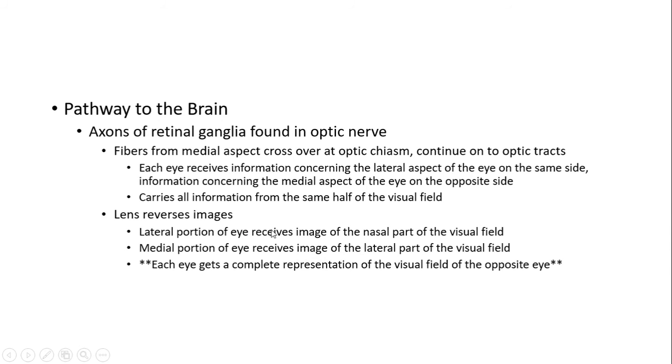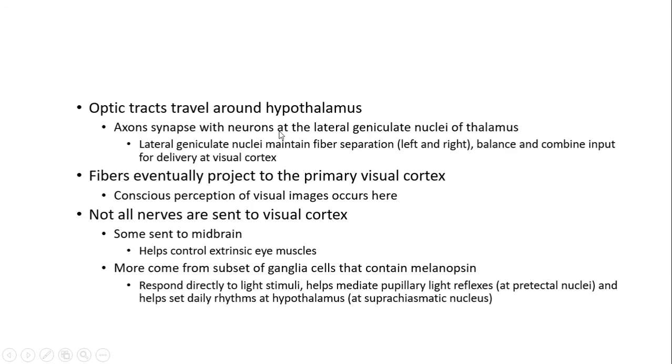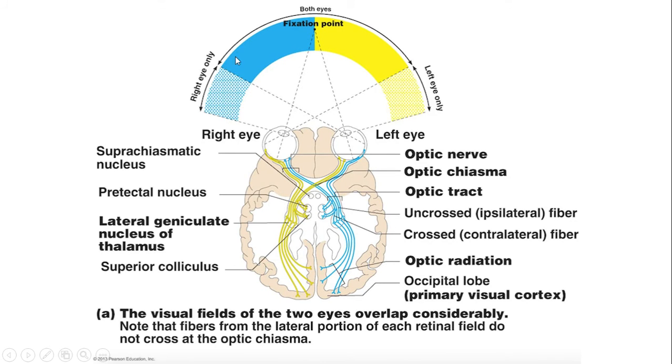So the lateral portion of the eye receives the image of the nasal part of the visual field, and then the opposite will go for the other one. The medial portion of the eye receives the image of the lateral part of the visual field. So we have our medial portion of the eye, and you can also follow with the colors. Blue is on this side right here. If we follow these rays going through the lens, we notice that the lateral portion, or the temporal portion, of the visual field is sent to the medial portion of the eye because of the lens. Okay.